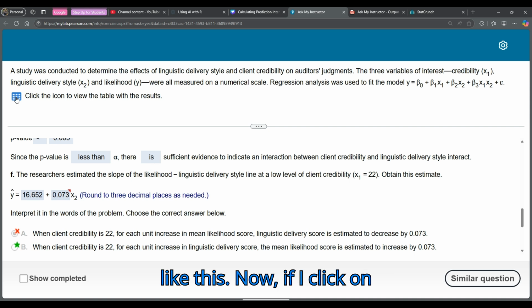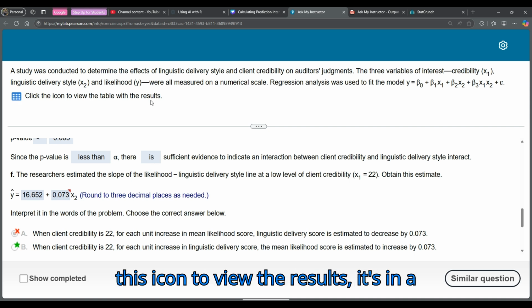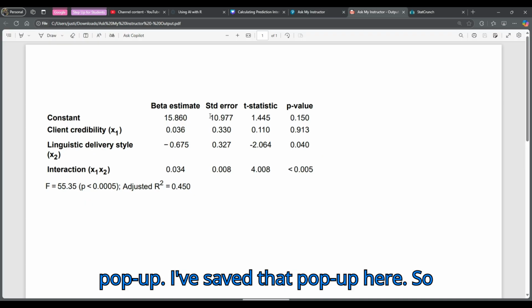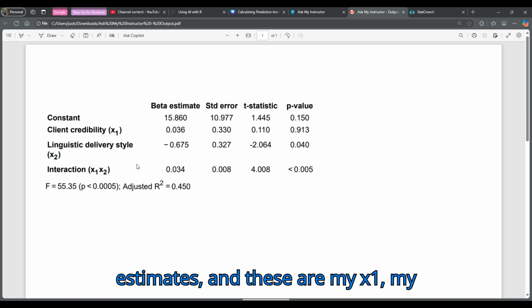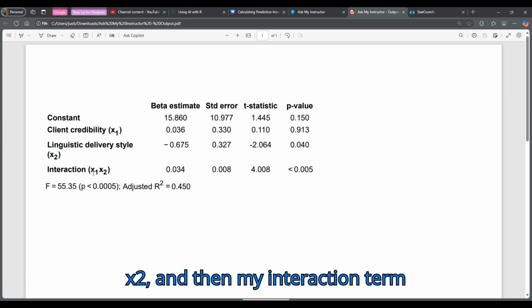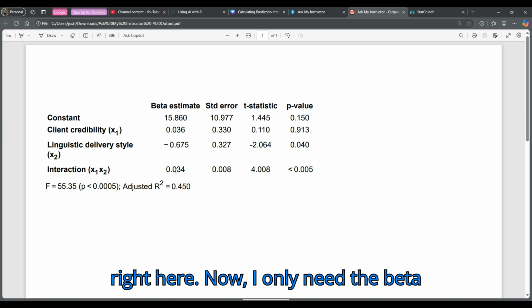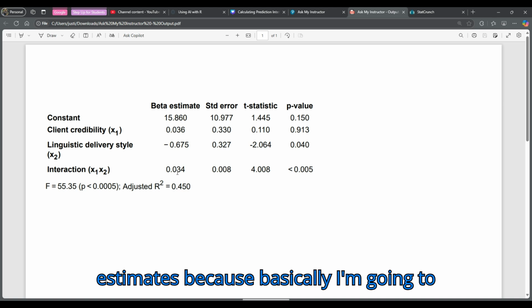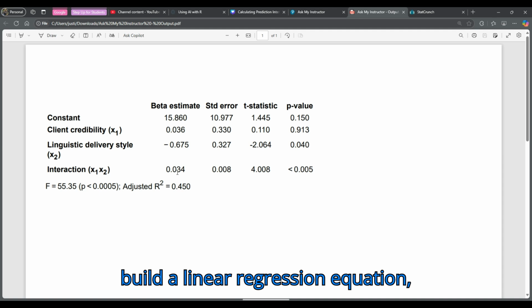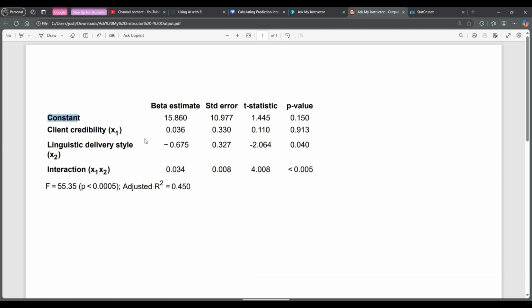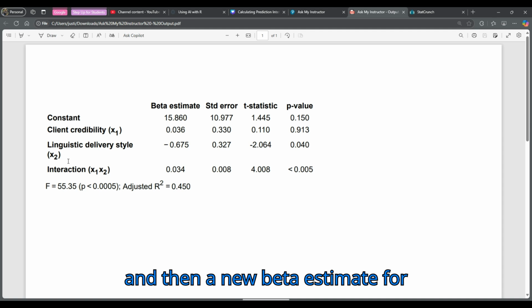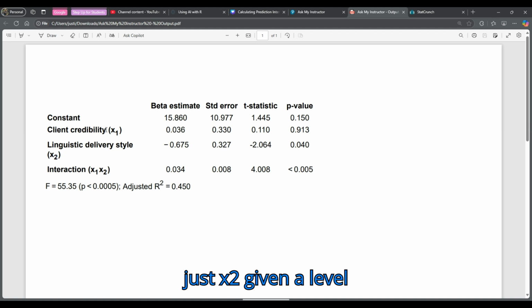Now, if I click on this icon to view the results, it's in a pop-up. I've saved that pop-up here. So this is the data. These are my beta estimates, and these are my x1, my x2, and then my interaction term right here. Now, I only need the beta estimates because basically I'm going to build a linear regression equation, and I'm going to create a new constant and then a new beta estimate for just x2 given a level of x1, right?